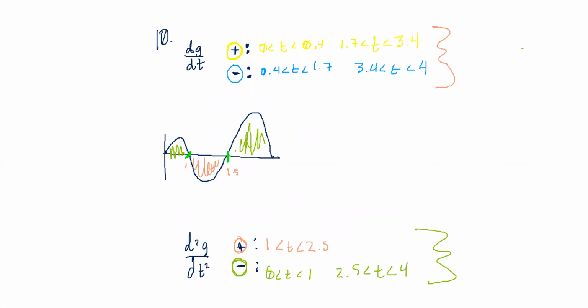Question 10 basically is having us look at where the derivative is positive and where it's negative, and where the second derivative is positive and negative. So we use concavity to determine where the second derivative is positive and negative. You can see the negatives down here, and the positive is right there. Okay, all right, so we are going to move on to question 18 in section 2.4.